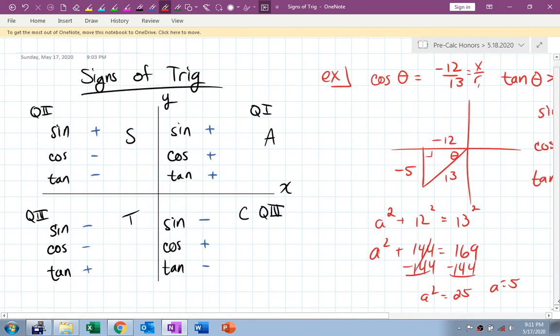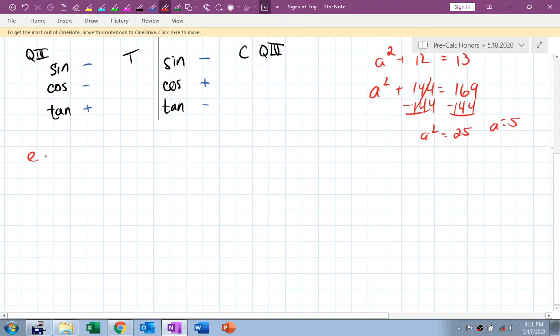So, example again. Let's do the sine of the angle is negative 2 over 5.